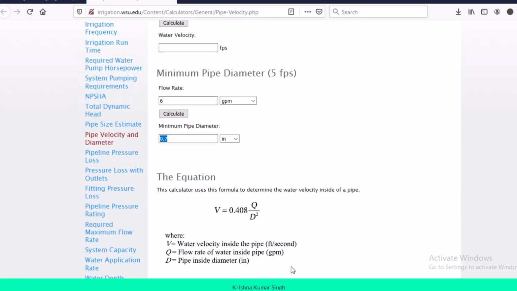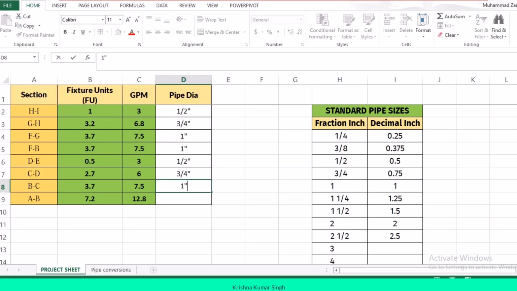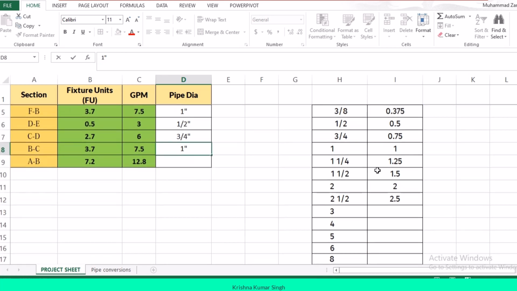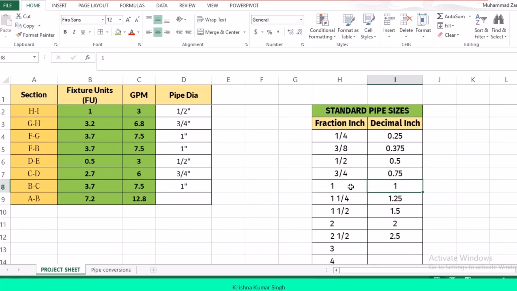Let's go towards the online calculator and we'll calculate the dia for water service pipe. Press calculate. 1 inch. Okay, let's check, is it available in the market? Yes, 1 inch pipe is available. For 12.8 we can also use 1 inch. Don't get confused that it has 7.5 GPM. I'm using 1 inch for that, and for 12.8 I'm also using 1 inch.